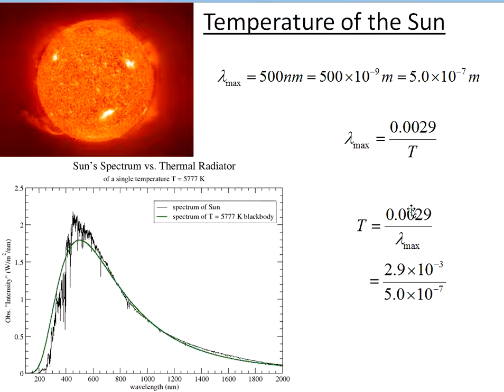So we can take this number and put it into scientific notation like we've done before, turn this into 2.9 times 10 to the minus 3. We take the wavelength of maximum emission, 5.0 times 10 to the minus 7, and put it down there, and now we do the calculation. So 2.9 divided by 5.0, your calculator will tell you that is 0.58. And then we've got to deal with the exponent.